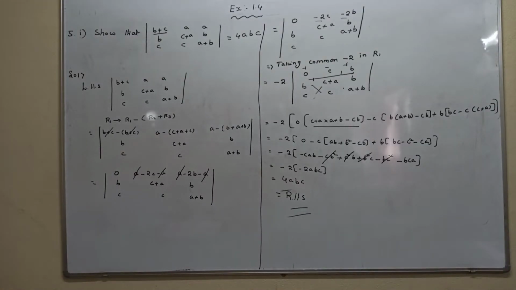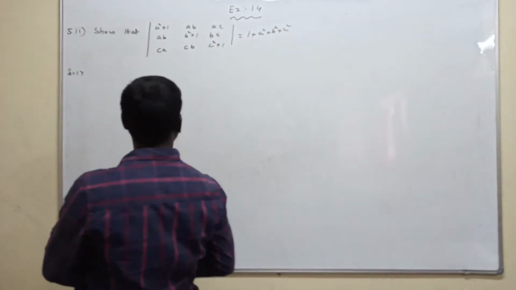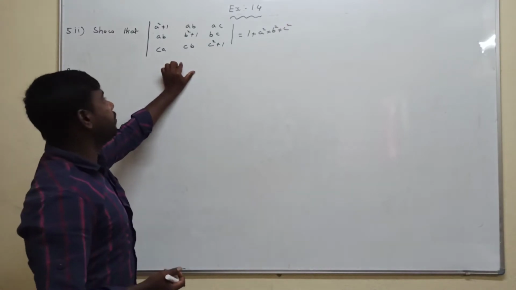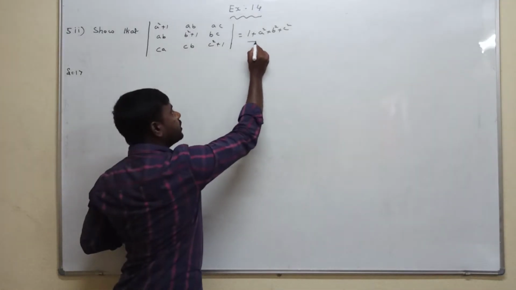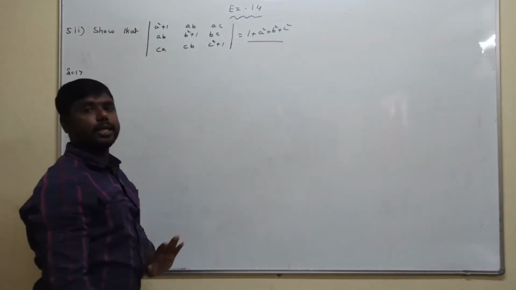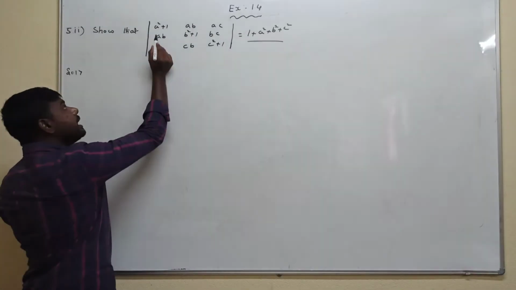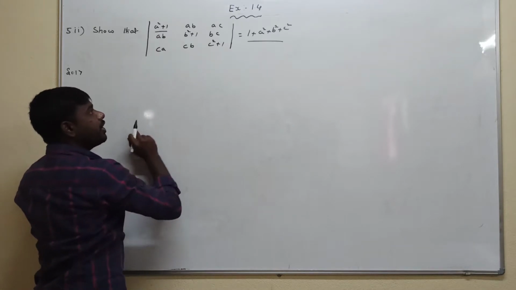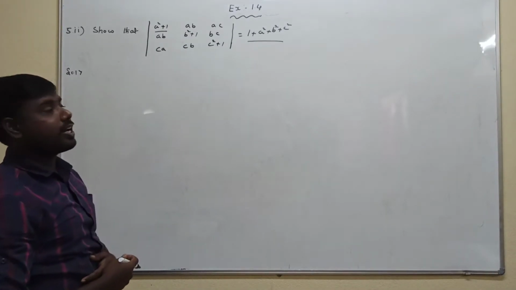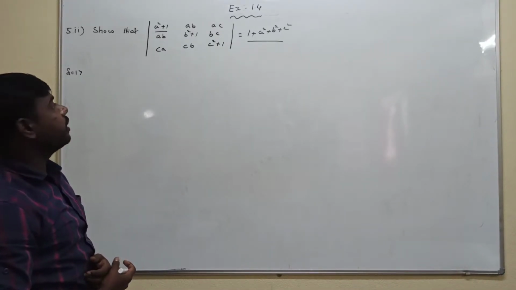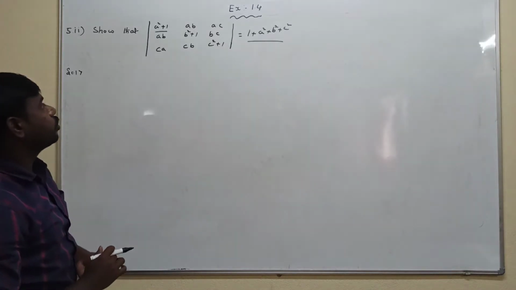See the next question. See question number two. To prove that the left hand side determinant is equal to the right hand side value. Observe first the right hand side value: 1 plus A square plus B square plus C square. But in the left hand side determinant, A square plus 1 is there. Next, if you want plus B square plus C square, in any row, any column, is B square and C square there? It's not there. That's why we have to prove B square and C square. See the solution.